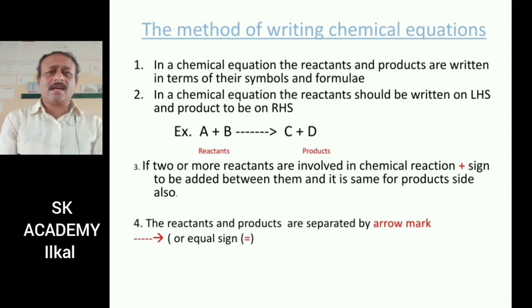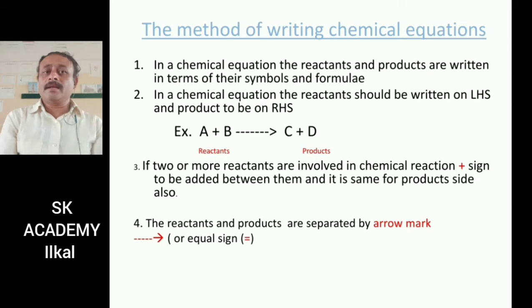Now, we will go to the next point, that is the method of writing the chemical equation. Along with that, we have to follow some steps while writing chemical equations. The first one is, in a chemical equation, the reactants and products are to be written in terms of their symbols and formulae. If it is an element, you write its symbol. If it is a compound, write its formula.